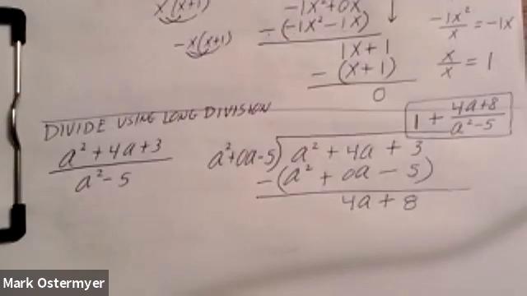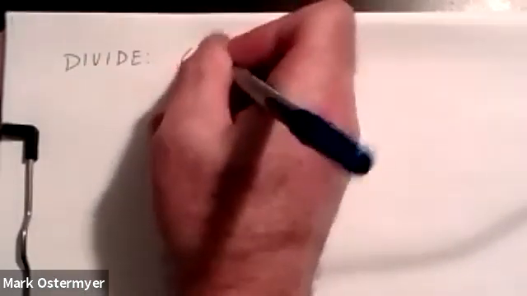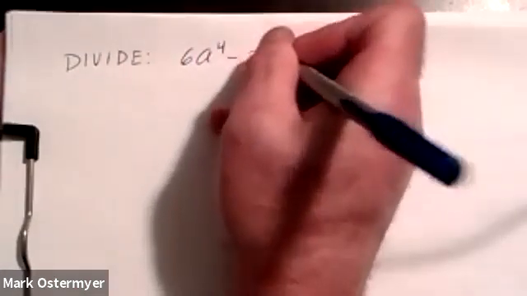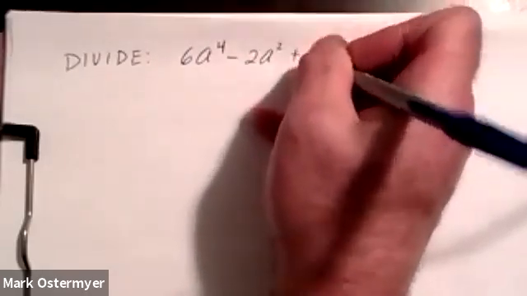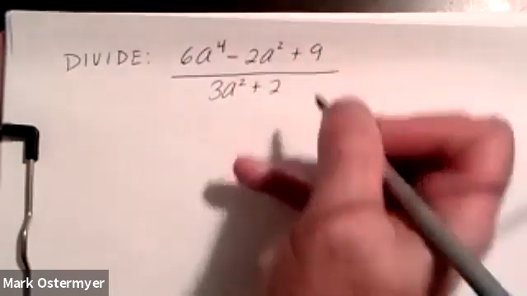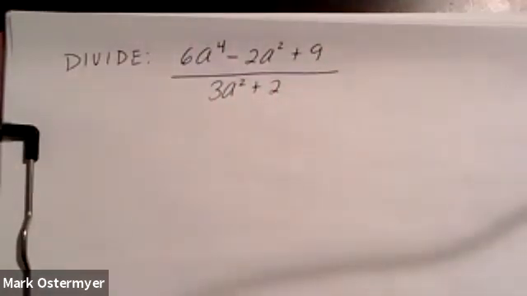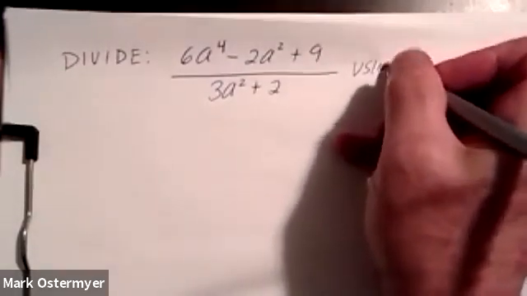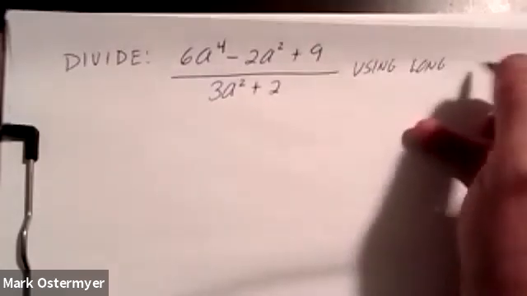Any other questions about that problem? Okay. Try this one. 6a to the 4th minus 2a squared plus 9. And we're going to divide this, or try to divide it, by 3a squared plus 2. Using long division.